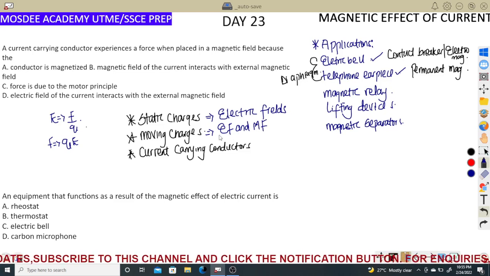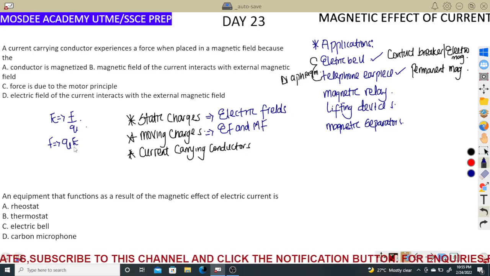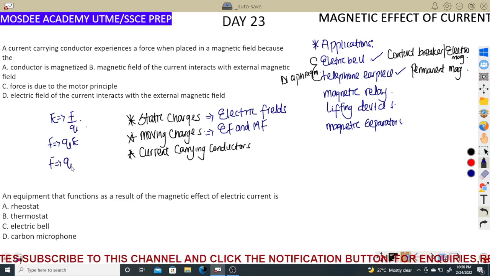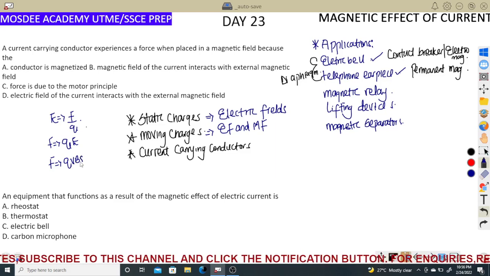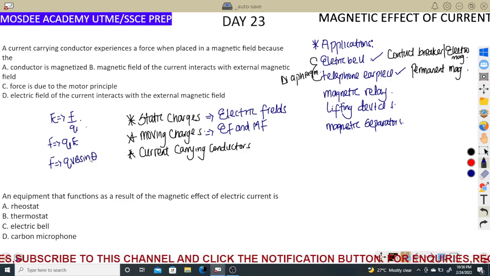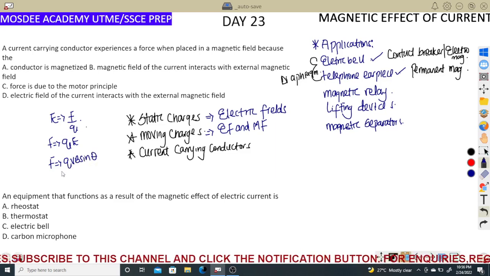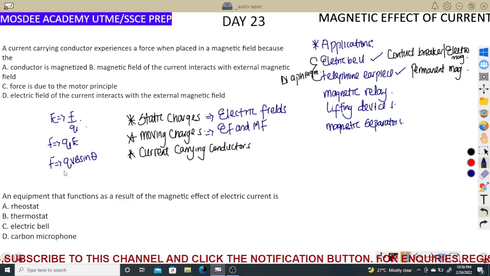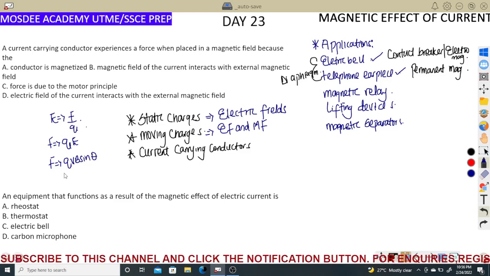That's why I told you the difference between electric field and magnetic field. For magnetic field, the force is given as QVB sine of the angle. Force is always perpendicular to your level. Now, I will take it with respect to your level. I won't give you different cases. For the full concept video for A-level students, you can watch my full concept video.